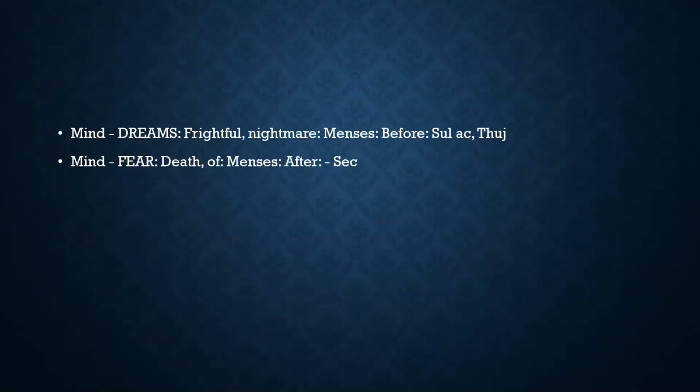Lastly, we have two more rubrics, that is mind, dreams, frightful or nightmare, menses before. And we have again fear, death of, menses after, Secale cornutum. Now, if you want to know basically single remedies, we have to go back and refer to Knerr's repertory more, because they give the symptoms as what the patient tells.